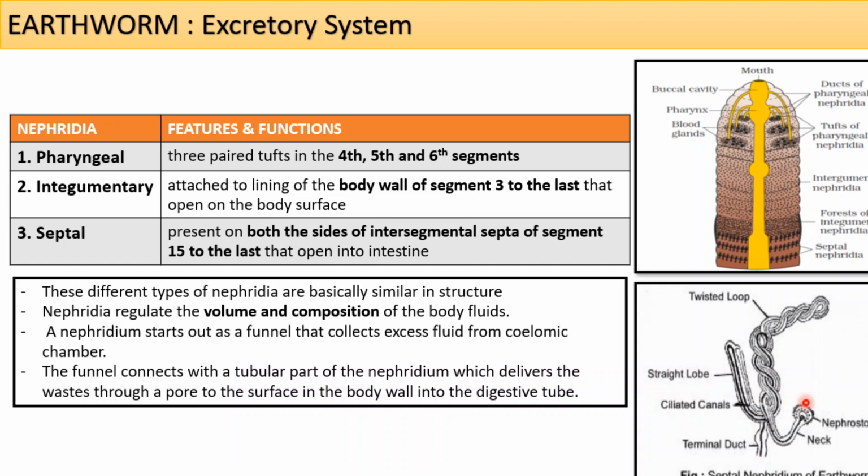It starts as a funnel. देखो यहाँ पर septal nephridia का example लिखा है मैंने, यहाँ पर एक diagram है. Starts as a funnel that collects excess fluid from the coelomic chamber, and the funnel connects to the tubular part which delivers waste through a pore on this. What is the pore called as? Nephridiopores, right? Now, so ये देखो nephridiopores will be present in all the segments except, देखो यहाँ पे 3rd to last है, 4th, 5th, 6th है, 15 to last है, मतलब first segment में there is no nephridia. In the first segment and the second segment there is no nephridia. ठीक है? Okay.